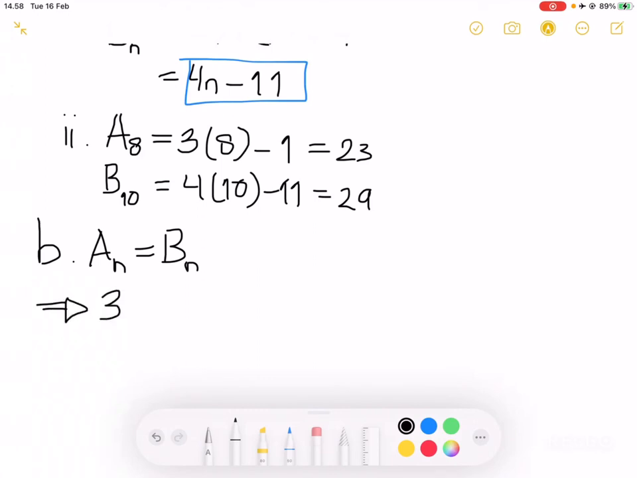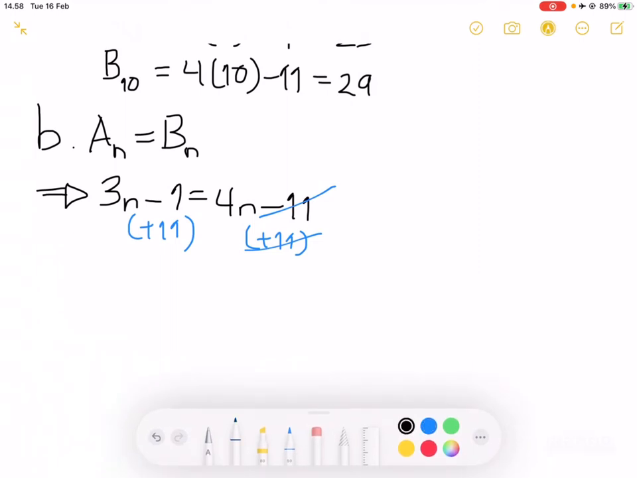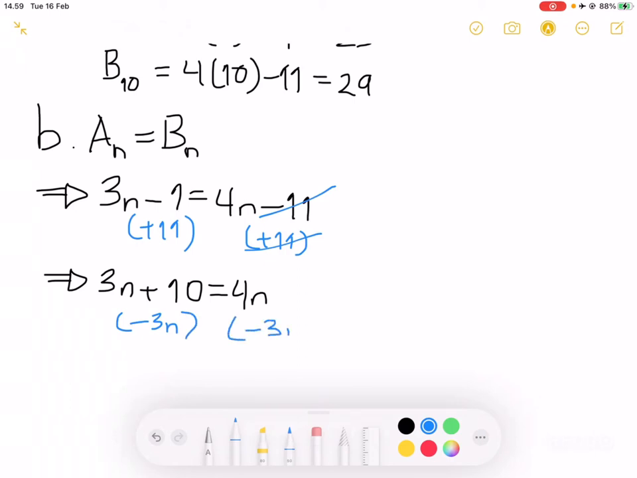This will give us 3n minus 1 is equal to 4n minus 11. Add 11 on both sides to get rid of this negative 11. So you get 3n plus 10 equals 4n. Subtracting 3n on both sides, and you'll get that n, after crossing out the positive 3n on the right hand side, is equal to 10.